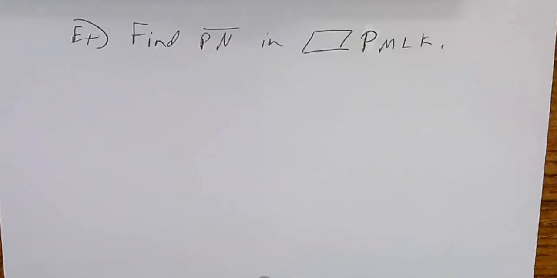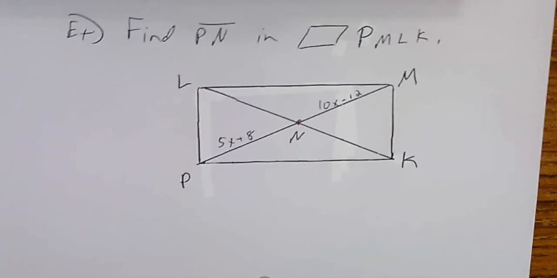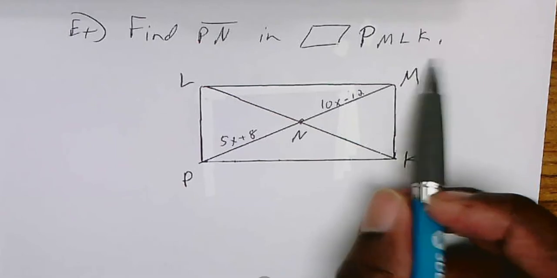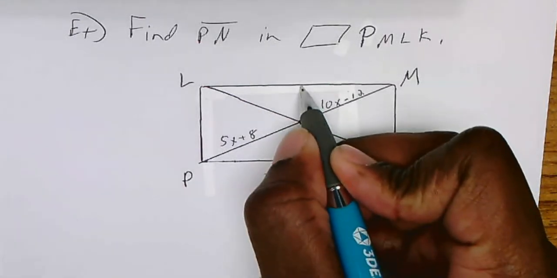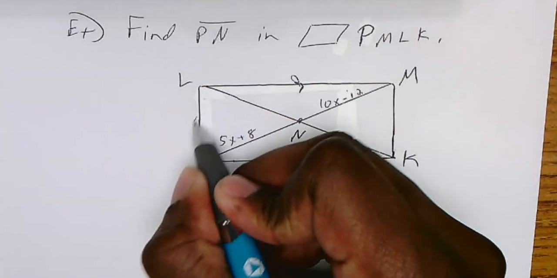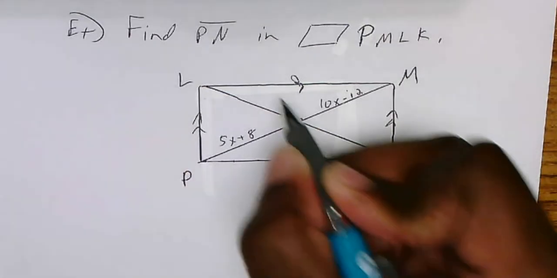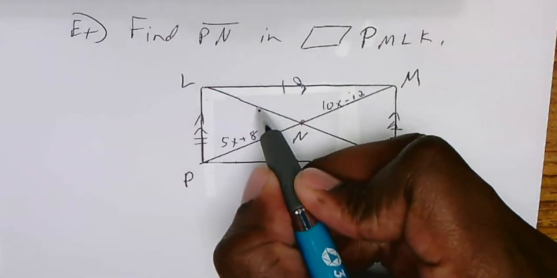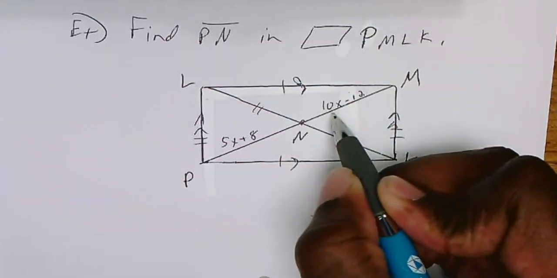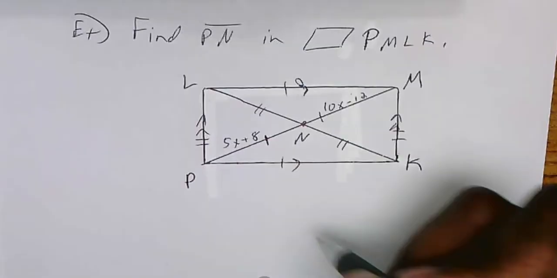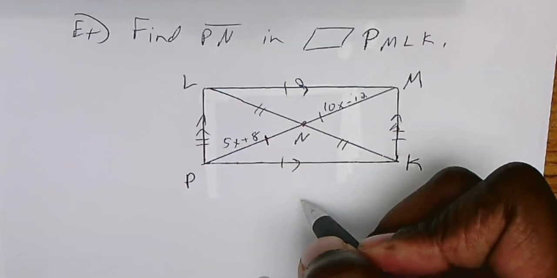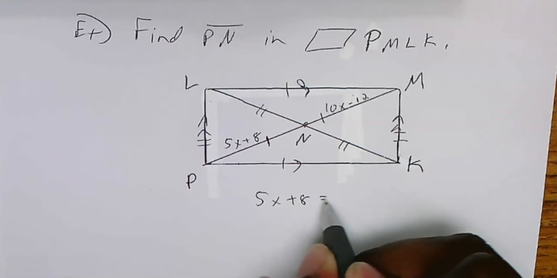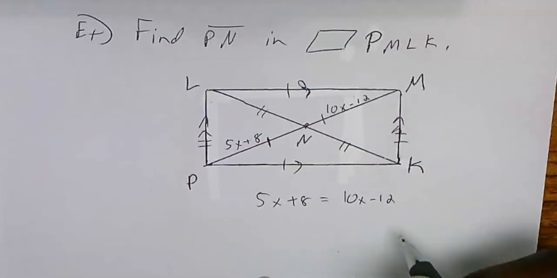All right, it says find PN in parallelogram PMLK. So by saying it's a parallelogram, I know these sides are parallel, these sides are parallel, these sides are congruent, and their diagonals bisect each other. So these parts are equal, and these parts are equal. By knowing the parts are equal, I can make an equation. It'll be 5x plus 8 equals 10x subtract 12.